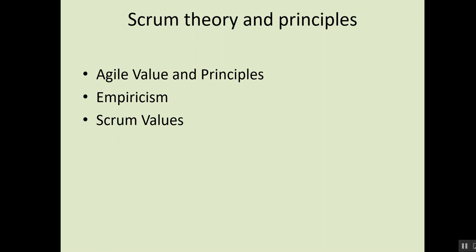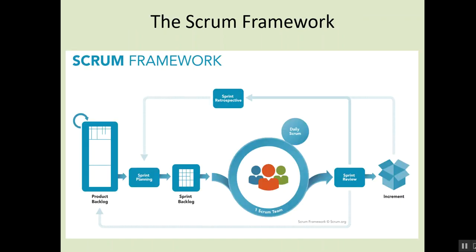What are the Agile values and principles that Scrum is following? What is empiricism? And what are the Scrum values? The Professional Scrum Trainer also gives examples for everything, especially the Scrum values, which are 5 values, and provides one example for each of them. Then he will move toward the Scrum framework, how the Scrum framework works. In this picture, he will explain all the important modules like product backlog, sprint planning, sprint backlog, Scrum team, daily Scrum, sprint retrospective, sprint review, and the increment.